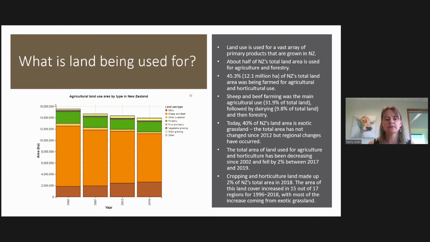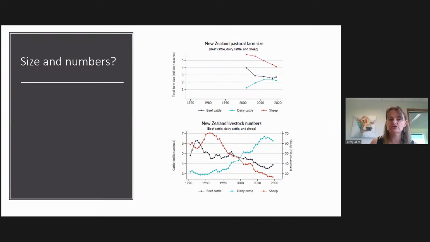Okay, and that production area has increased over the last few years, most of it coming out of exotic grassland, and what we mean by that is pasture. So that horticulture area is increasing, and you can see hopefully on that diagram that I'm showing you there, those different land types.